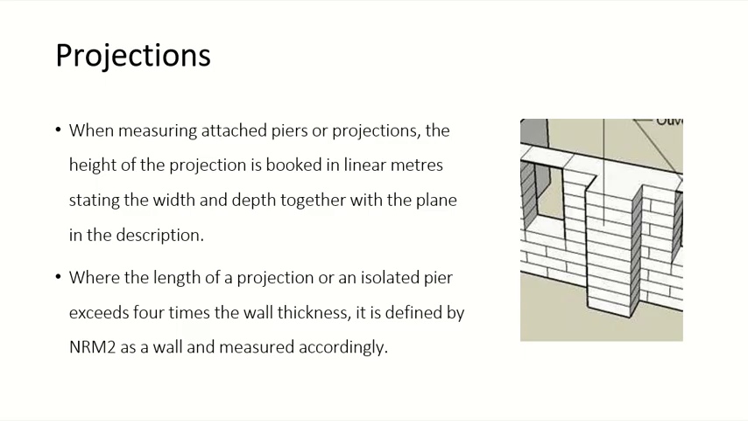If you have a pier or a projection, it can be calculated as a separate wall, or it can be taken as part of the wall. NRM gives you both, depending upon the thickness of this projection. If the thickness is less, it can be taken in linear units, or if the thickness is more, it will be taken in square meters, same as a wall.